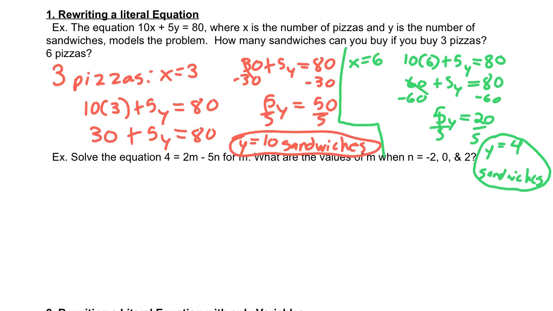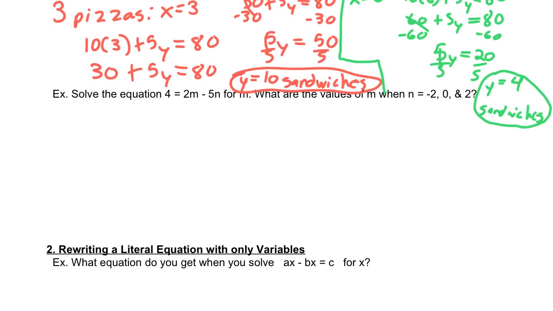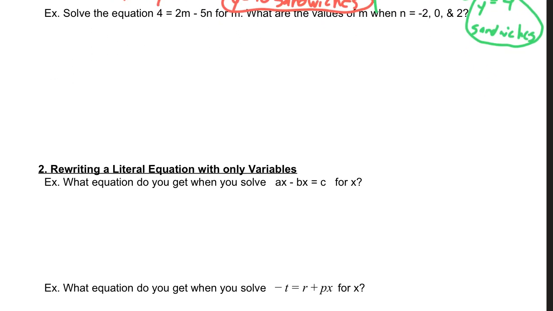So when I'm looking for a specific value, and I know the other value, I can substitute, and then I can solve for the variable that is left. All right? So I knew from this example, x was the number of pizzas. So it's just simple substitution and then solving, the same solving we have been working on throughout this unit. Okay?